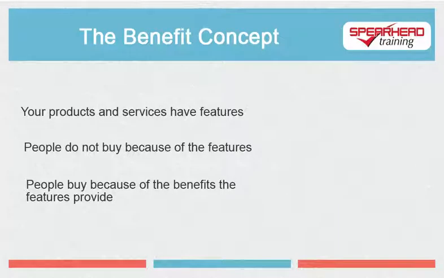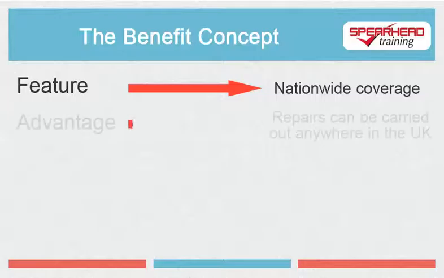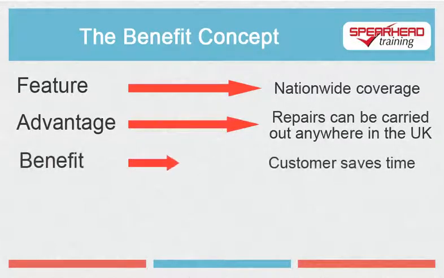A feature is an attribute and is therefore a fixed item, such as nationwide coverage. The advantage is what that feature does. In this example, nationwide coverage means that repairs can be carried out anywhere in the UK. The benefit is what the customer gains as a consequence of this advantage. In this case, it could mean saving time. Whilst a feature is a fixed item, the benefit gained will be dependent on the situation.